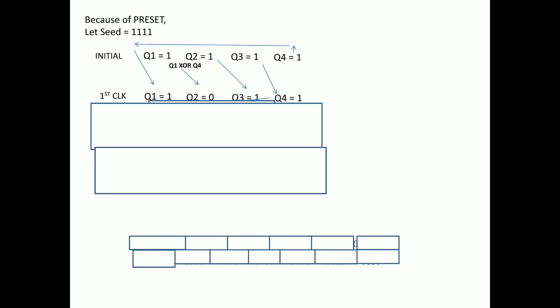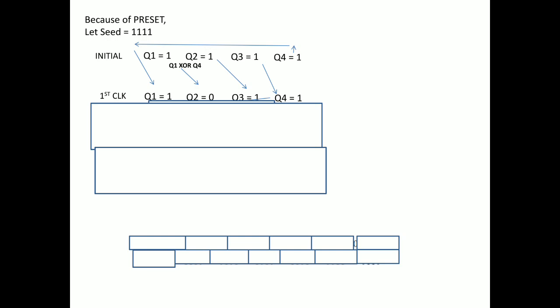I repeat, q1 gets its value from q4 because of feedback. The second flip flop input d2 equals q1 XOR q4, and 1 XOR 1 is 0, so q2 is 0. The third flip flop input d3 equals q2, sorry, q2 value is 1, so q3 is also 1. q4 equals d4, and d4 is equal to q3 value, so q4 is also 1.